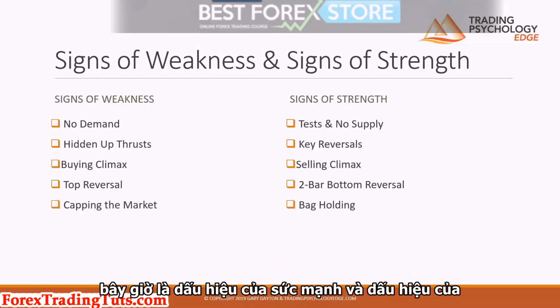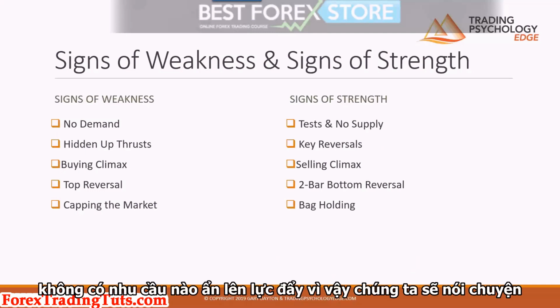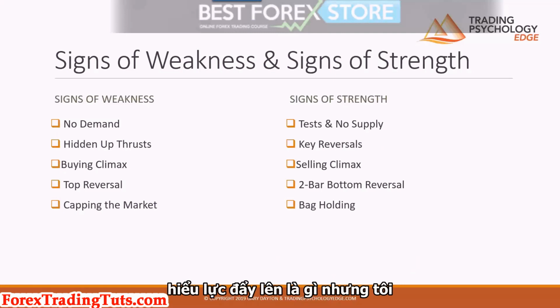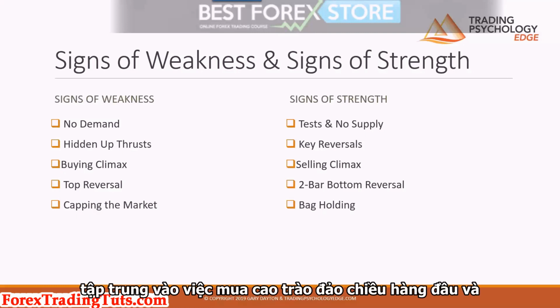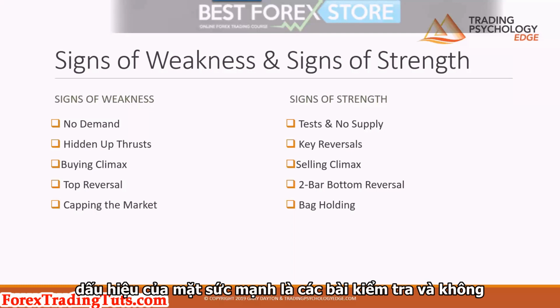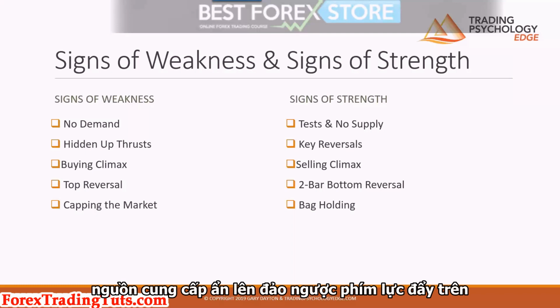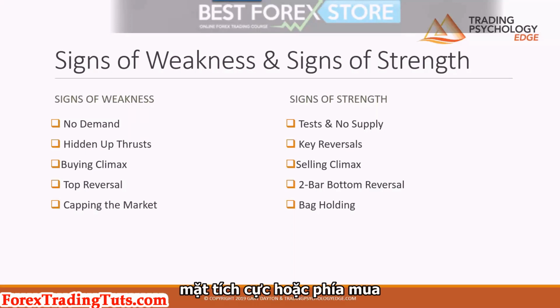So now, signs of strength and signs of weakness. These are the ones we're going to talk about tonight. No demand, hidden up thrusts. We'll talk a little bit about up thrusts so you understand what up thrusts are, but I'm not going to focus on them. I will focus on hidden up thrusts. Focus on buying climax, top reversal, and capping the market. The corollary on the signs of strength side are tests and no supply, hidden up thrusts, key reversals on the upside or the buy side, selling climax, two bottom bar reversal, and bag holding.